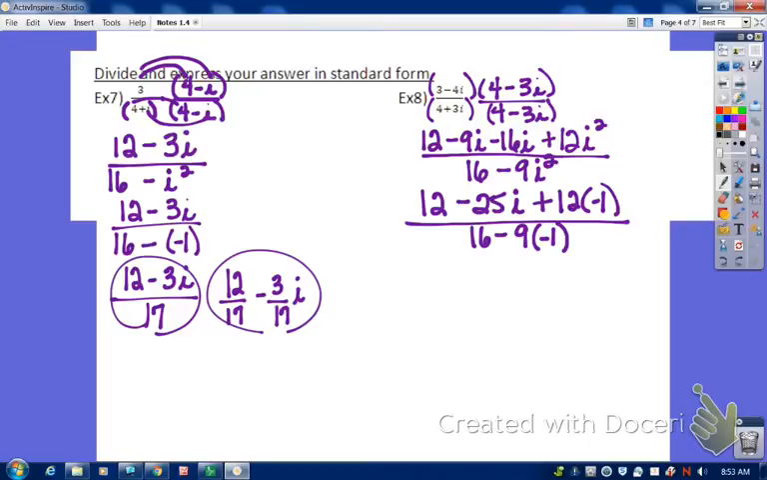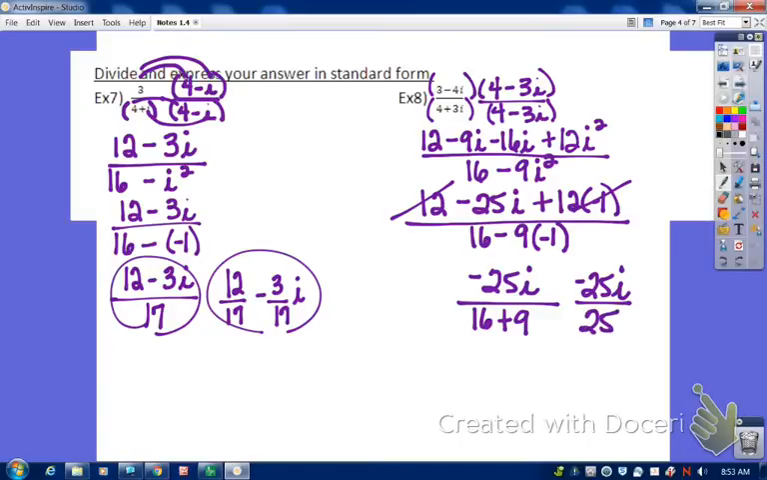All right, what happens in the top? The 12s are going to cancel because you're going to have a positive 12 on the left, and when you do 12 times negative 1, you're going to have a negative 12 on the right. So the 12s are going to cancel. So in the top, we're just going to get negative 25i. In the bottom, we're going to get 16 plus 9. So that's going to give us negative 25i over 25. And is that our final answer, or will it simplify? It'll simplify. The 25s will cancel, and your final answer is just going to be negative i.